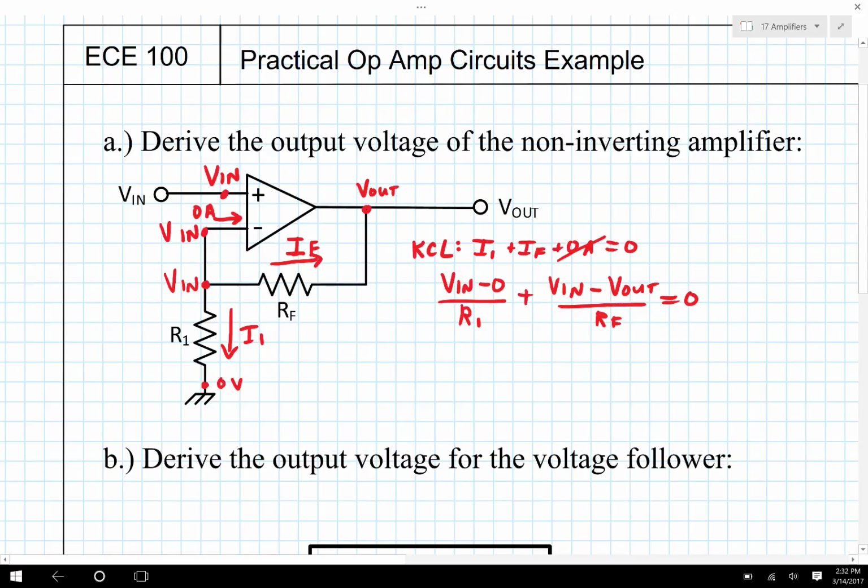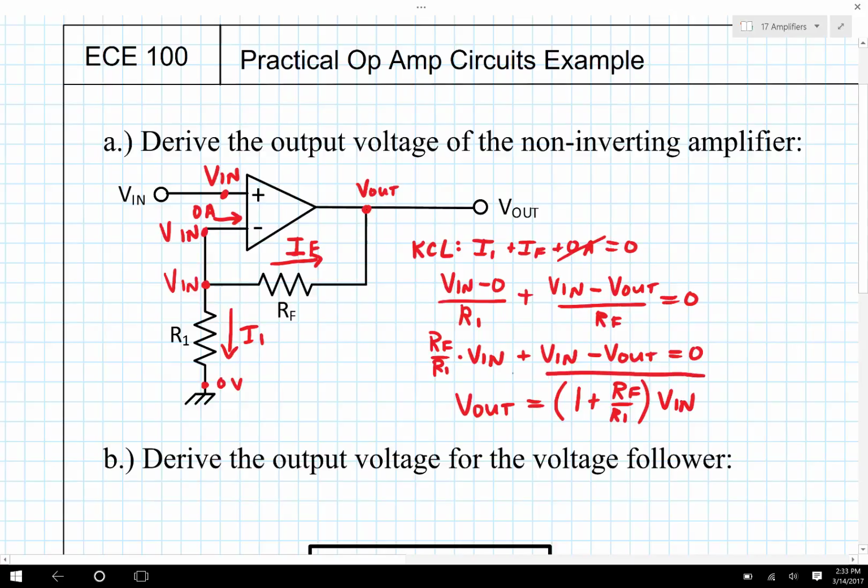Well, I'm going to go ahead and multiply both sides through by Rf. So I get Rf divided by R1 times Vn plus Vn minus V out is equal to 0. And then I can move V out over to the other side of the equation. And this ends up, you can see here I have Vn times Rf over R1. This is Vn times nothing, which is just an implied times 1. So this is 1 plus Rf over R1 times Vn. And if you go back and look in the lesson notes, that's the equation that was given for V out versus Vn for the non-inverting amplifier.